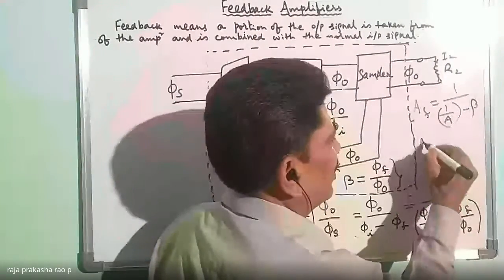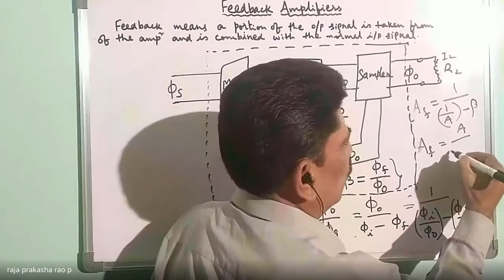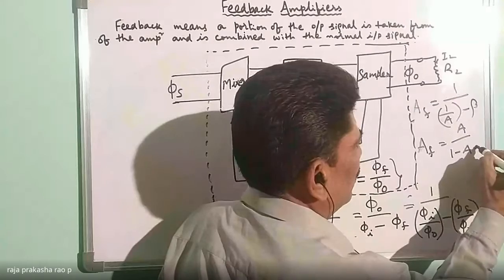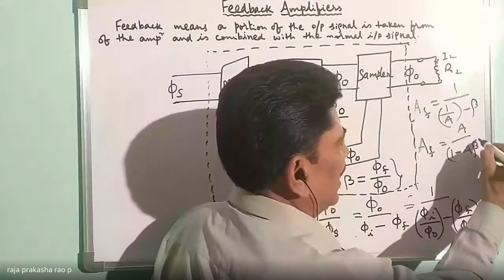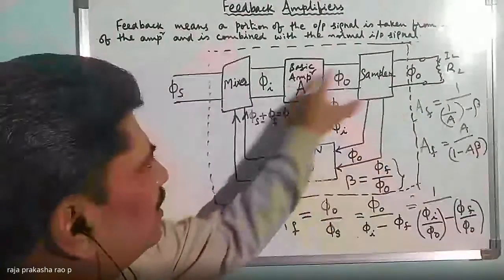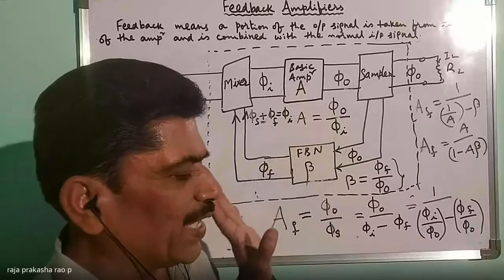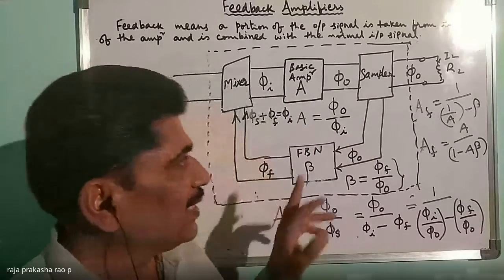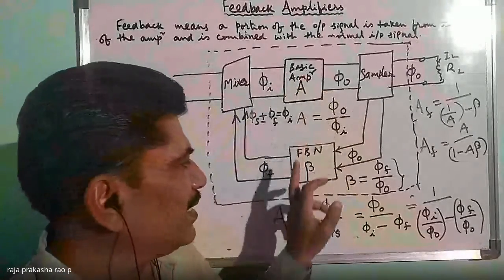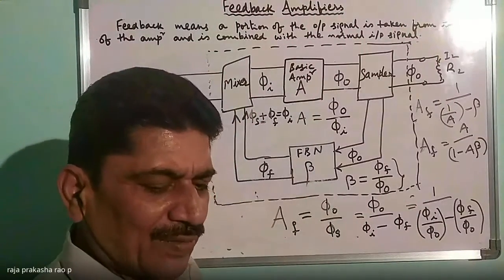So AF equal to A by 1 minus A into beta. Okay? A into beta is nothing but loop gain. This loop is there, no? This A into beta is called as loop gain. You remember that? Okay? This is voltage gain and this is feedback network ratio. We call it as feedback network ratio.